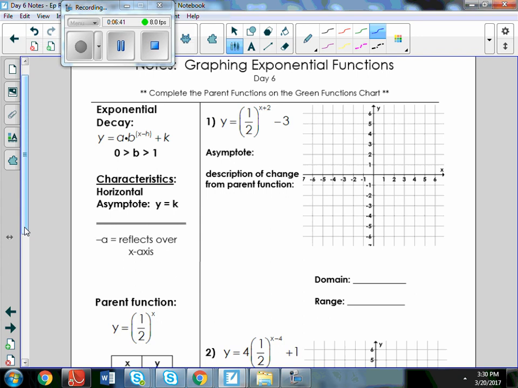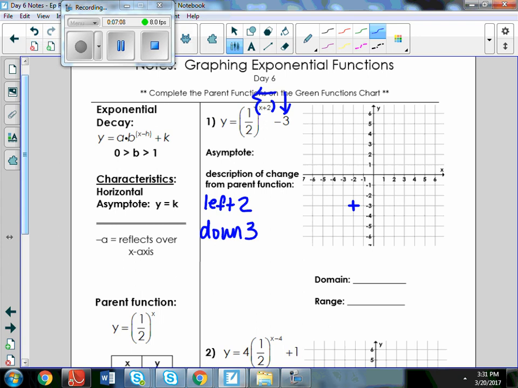So the first one, what's it going to do? What's that x plus 2 do? Yes, good. Left 2. What's that big -3 going to do? Down 3. So the very first thing I'm going to do, my parent would start at the origin, but I'm going to go left 2, down 1, 2, 3. That's where my little target is.